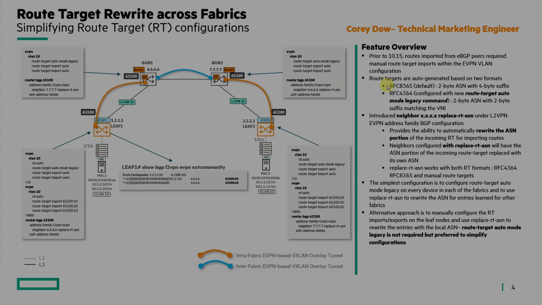When route targets are auto-generated, they're based on two different formats as defined by two RFCs. RFC 8365, which is the default, has a 2-byte ASN prefix with a 4-byte suffix. And then there's also RFC 4364, which is configured with the new route target auto mode legacy command, which has a 2-byte ASN with a 2-byte suffix matching the VNI. You can see an example of that format here with RFC 4364. We'll see the other format in an upcoming slide.